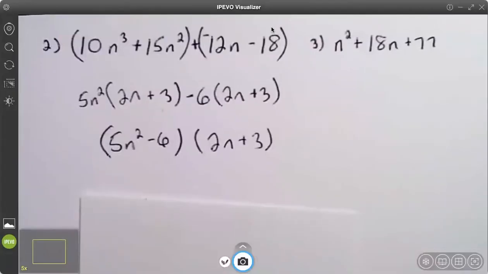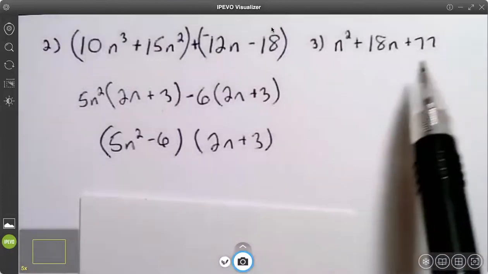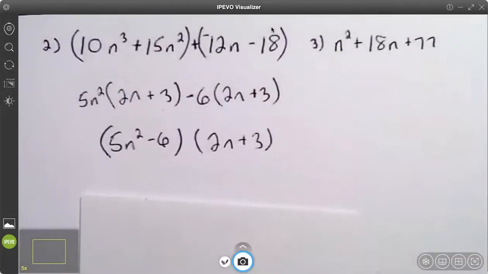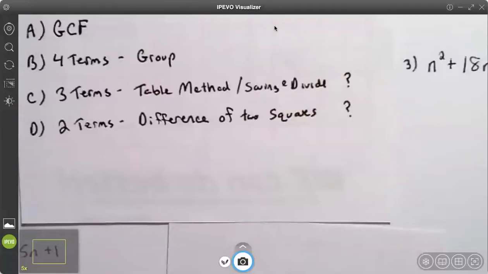Here's number 3. I first look for a greatest common factor. I have a coefficient of 1 on the first term, so I can't pull any numbers out. I don't have an n in the third term, so I can't pull any variables out. There is no greatest common factor. If it has 4 terms, I could group. This does not have 4 terms. This has 3 terms. Let's refer back to our note sheet. So no greatest common factor, didn't have 4 terms.